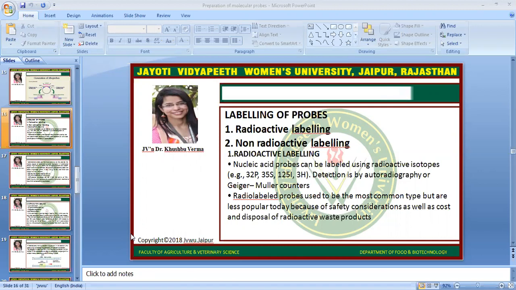Radio-labeled probes used to be the most common type but are less popular today because of safety considerations, as well as the cost and disposal of radioactive waste products, which is the main concern.